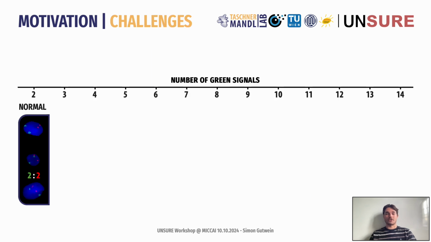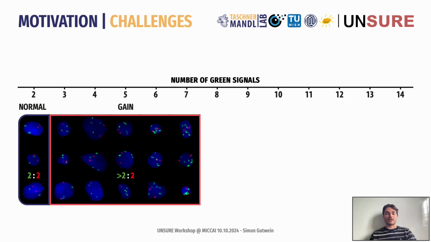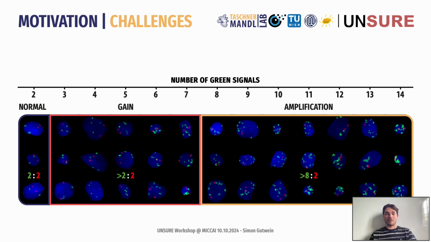Our focus in this project is on 3 clinically relevant cases of the MYCN gene, which is a common mutation in neuroblastoma. Normal cells show 2 red and 2 green signals. Then we have the MYCN gain, which shows more than 2 but less than 8 green signals while maintaining 2 red signals. And we have a MYCN amplification, which shows more than 8 green signals.